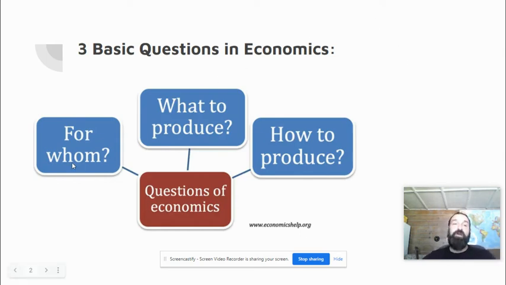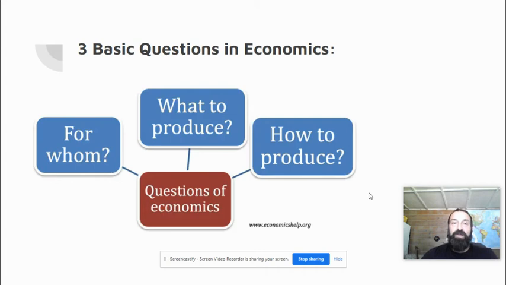And this is for whom. So, who are they going to make the things that they produce for? So, what are they going to produce? How are they going to produce those things? And who are they going to make those things for? Okay, those are the three. Sorry, three, not four. Three basic questions of economics.